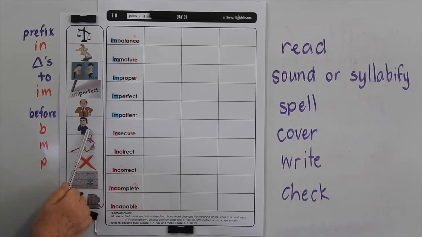Insecure can mean that someone's afraid or anxious or unsure. Indirect can mean wandering or winding or zigzag. Incorrect means something is untrue, wrong, mistaken, false. Incomplete means that something's unfinished, partial or lacking. And incapable means lacking the ability to do something, inept, unable or unfit.